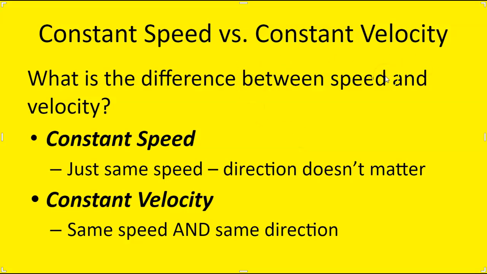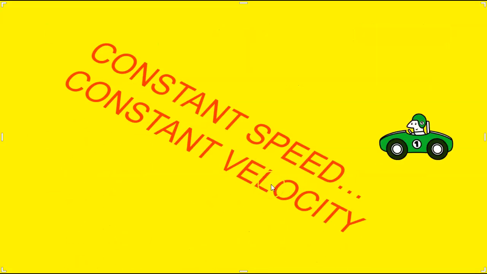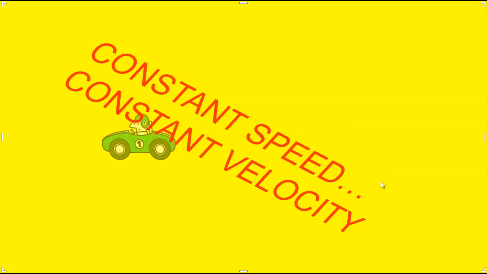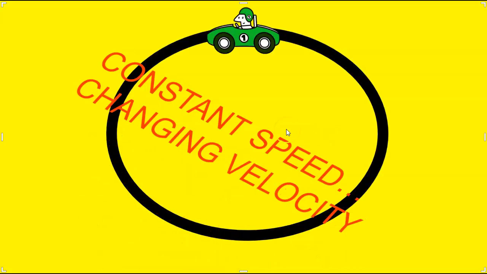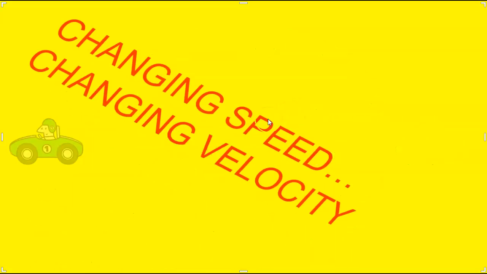Constant speed versus constant velocity. What's the difference? Well, speed and velocity, again, are the same. The only thing that's different is that direction does not matter for speed. So if I have constant speed, I have constant velocity. If I have constant speed, meaning I'm going in a circle, I have changing velocity because, again, what's happening here? Well, I'm changing direction. So I have changing velocity. It's not even if I have constant speed. If I have changing speed, that means I have changing velocity.